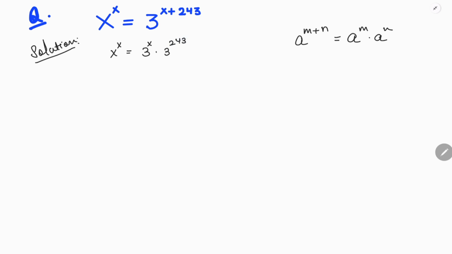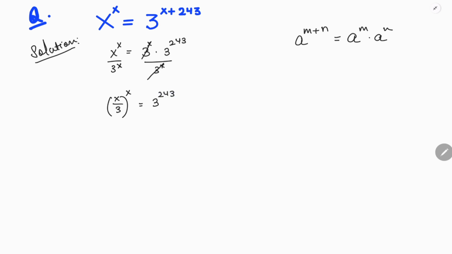Now, what can I do? I can bring the variables on one side only. So if I divide with 3 raised to power x on both sides, what will I get? I will get x by 3 raised to power x, right? And is equal to 3 raised to power 243. Okay, here we have 3 raised to power 243.